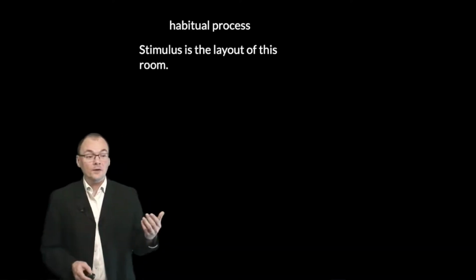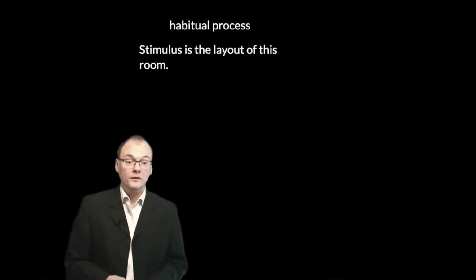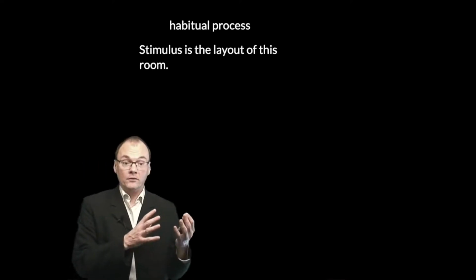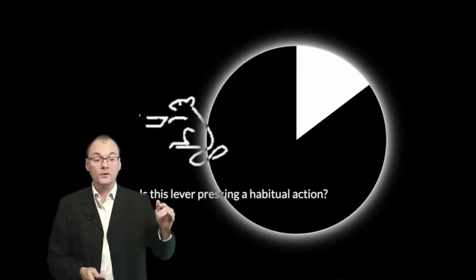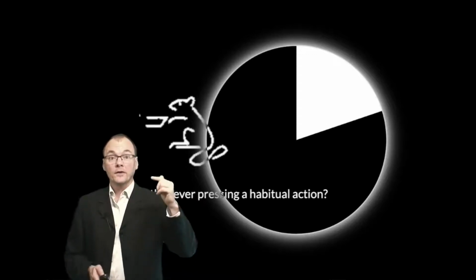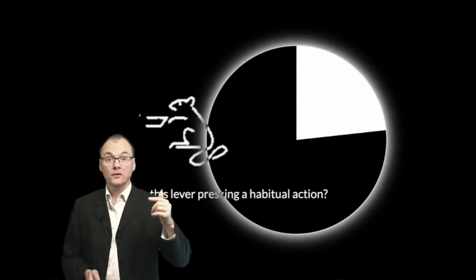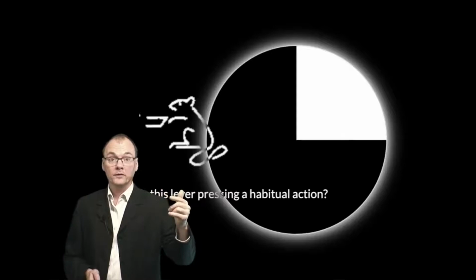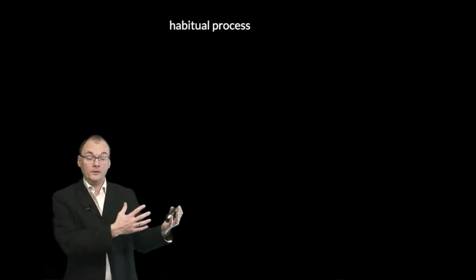So if we want to answer this question, is the lever pressing a habitual action, what we need to do is to first of all consider the hypothesis that the action is explained by habitual processes, and then consider the hypothesis that it's explained by goal-directed processes, and see whether we can generate distinctive predictions.